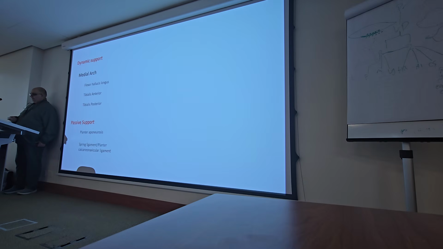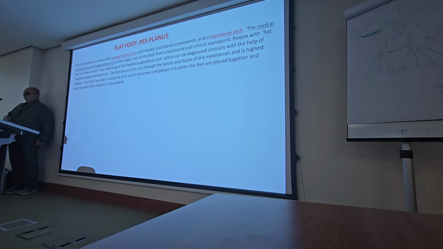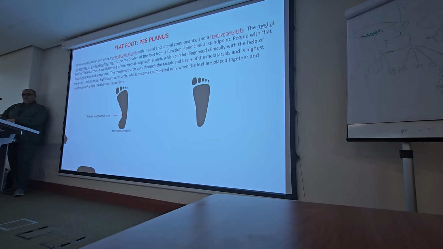So I just summarize it. So what is this foot? Normal or abnormal? Normal. You have to see this medial longitudinal arch. And what about this one? Abnormal. Guys, there is another name for this flat foot: pes planus.